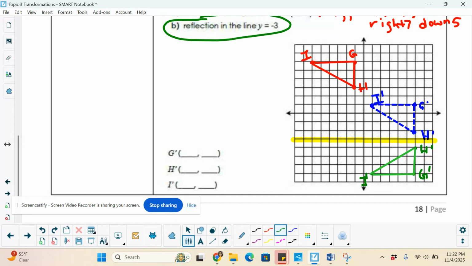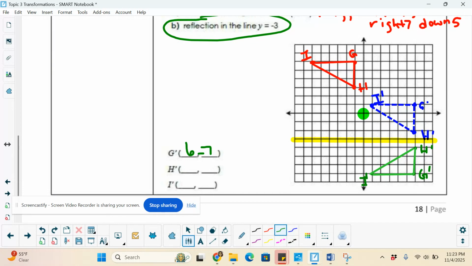Okay, so let's write our coordinates for G prime. Start in the middle, okay? If you need to put a little mark in the middle, this is my origin right here. That's where I need to start counting to find my coordinates. So we need G prime, 1, 2, 3, 4, 5, 6. We go all the way down, 1, 2, 3, 4, 5, 6, 7. Okay, and it's a -7 because we went down.